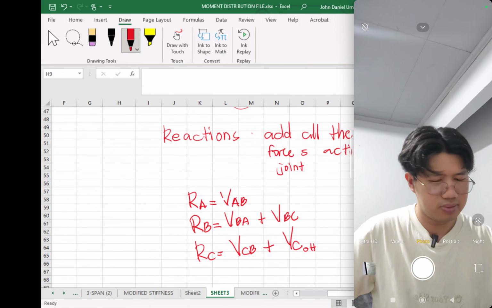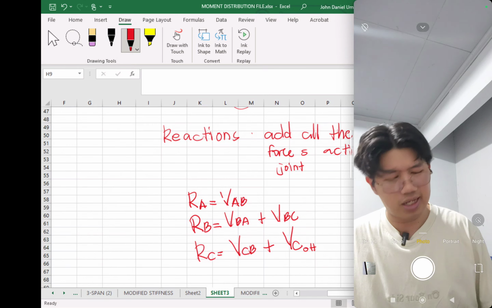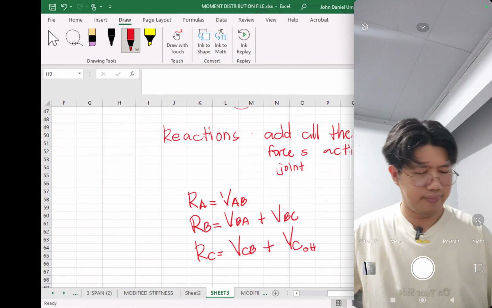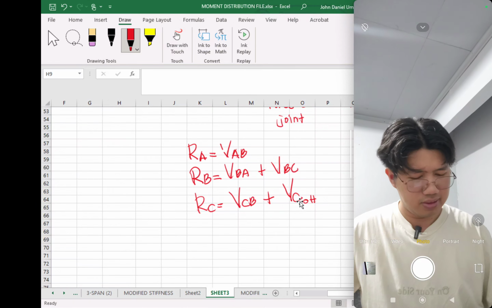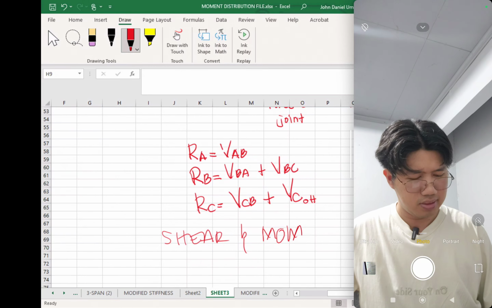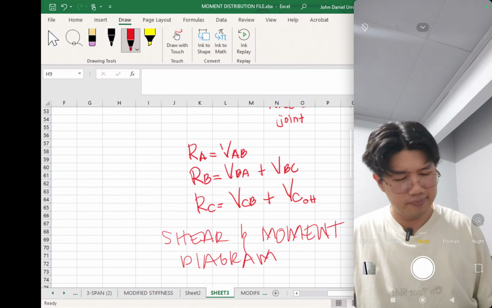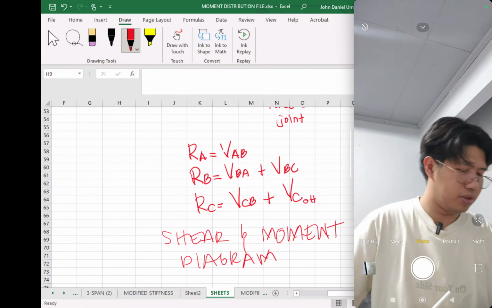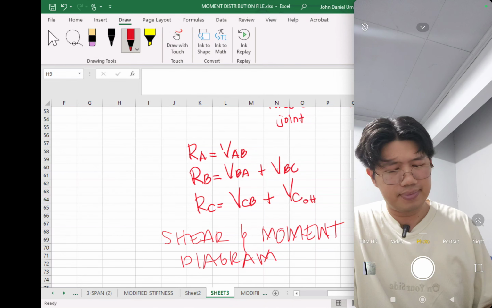Yan, so I think I will leave this to you as an assignment. Okay, yung computations ng mga yan. And then, siyempre, shear and moment diagram. You draw the shear and moment diagram. I think that will be also given as an assignment na lang.